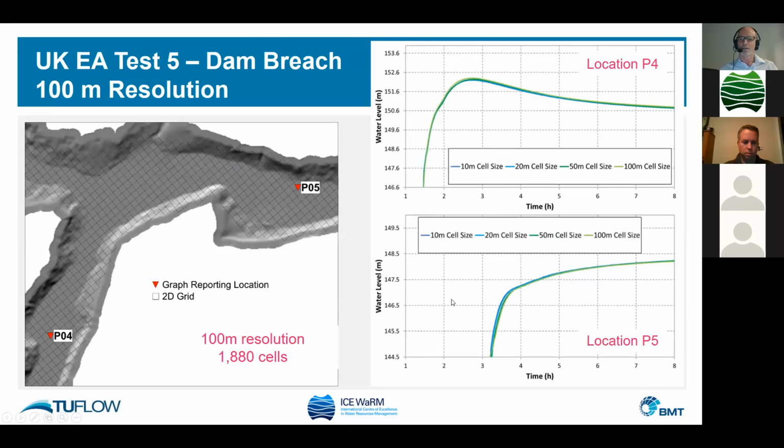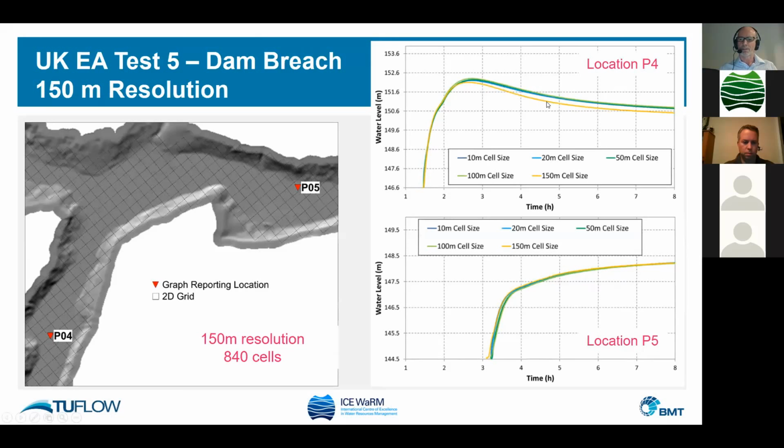So you could possibly even do your study at 100-meter resolution. Move to 150, and we're starting to see some distortion at location 4. And as you can see on the top left, the grid is starting to get very, very coarse, and so probably going too far.